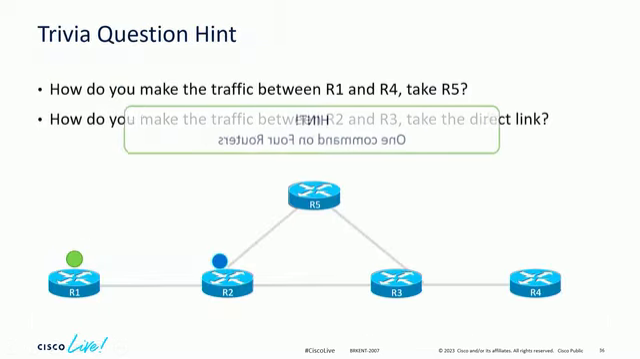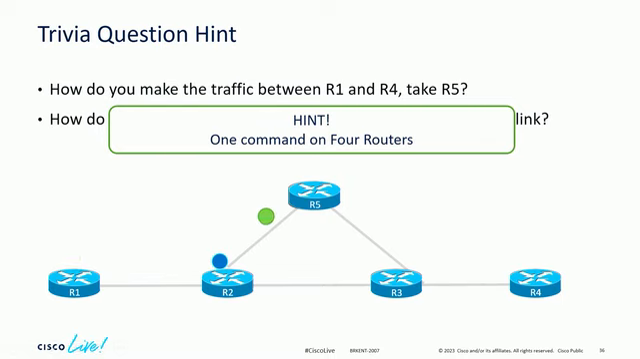All right, so back to our trivia question. So we got the scenario where we're trying to get traffic to flow between R1 to R4, take R5. Oh, I guess we're just waiting for, there we go. There's the path between R2 and R3, so a different path. Anybody want to take a stab what's going on? Okay, you'll get the answer soon. It takes one command on 4 routers to make this happen. And I'll give you a hint, it doesn't involve R5.